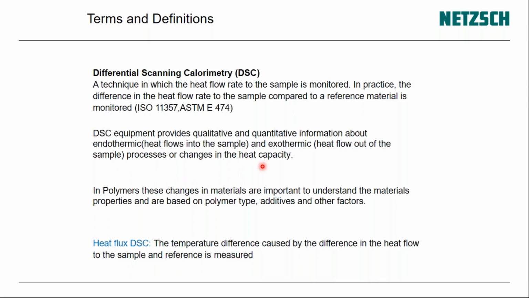Now, primarily for polymers, these phase transitions are very important, because by studying the phase transitions, you can understand the properties of the polymer. For example, whether it's a pure polymer or there are some additives in the polymer, and other environmental factors. All these factors can be studied easily by using differential scanning calorimetry, and that's why this technique is very useful, mainly for polymer applications.